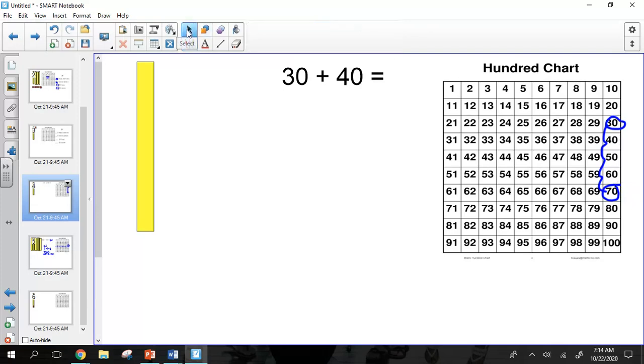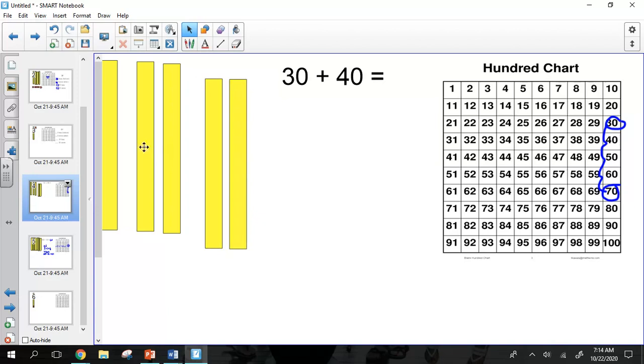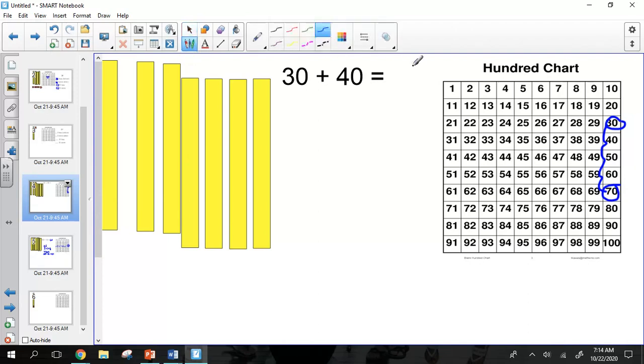Let's see if that's what we get with our base 10 blocks. So let's make 30. So 10, 20, 30. Now let's add 40 to it. 10, 20, 30, 40. So how much do I have? 10, 20, 30, 40, 50, 60, 70. I've got 70. Let's think about that mental strategy.